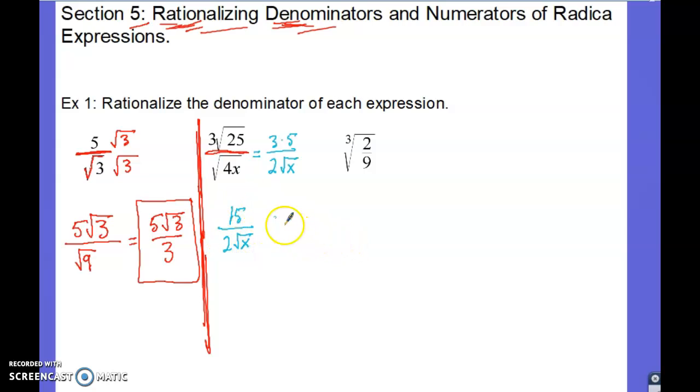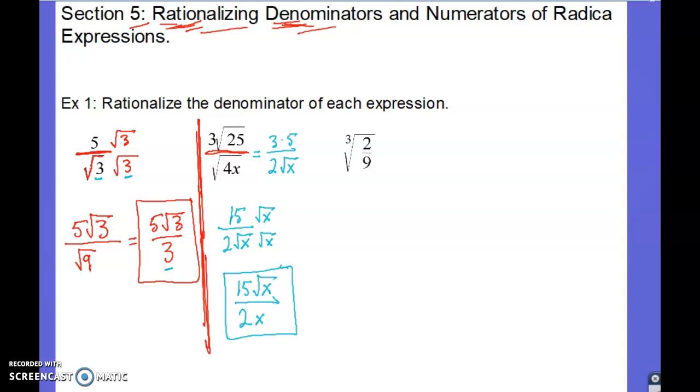Now how I would do this problem is multiply top and bottom by square root of x. And just like before, if you understand the shortcut, root 3 times root 3 will give you exactly 3. Well, in this problem, root x times root x will just give you x. And in the bottom you have 2x, and in the numerator you cannot multiply 15 times a radical, because 15 is a whole number, the radical is not.